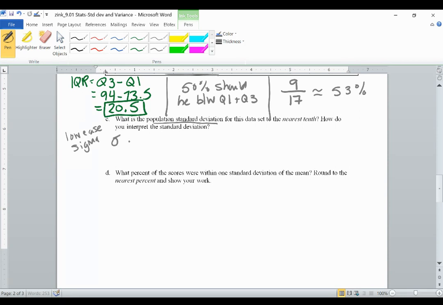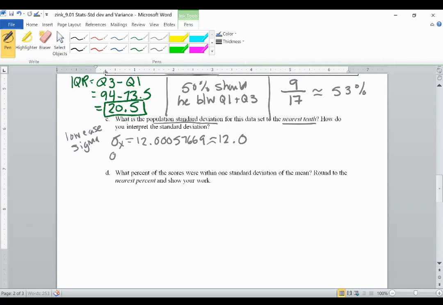Looks like this, sigma sub x. That represents the population instead of the s sub x. We want the sigma sub x, and in your calculator it should say 12.000576669. Rounded to the nearest tenth is approximately 12.0. So what does that mean?